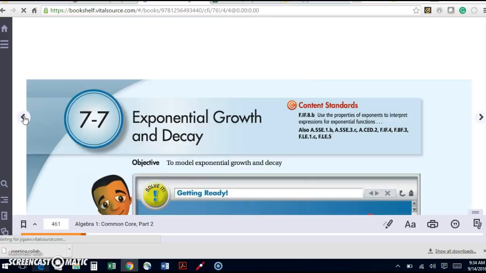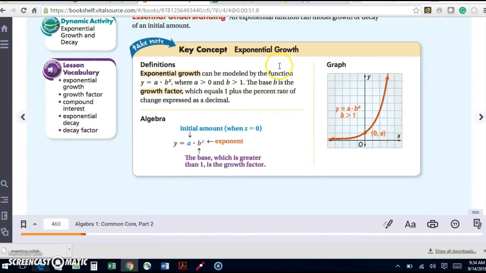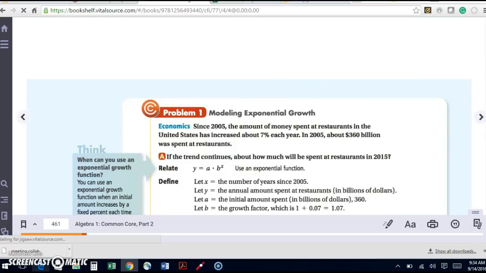So let's first take a look at exponential growth and decay. Exponential growth can be modeled by the function a times b to the x, where a has to be greater than 0 and b has to be greater than 1. And so a is my initial amount when x is 0, and b, which is greater than 1, is my growth factor. So let's go ahead and apply that to this equation.